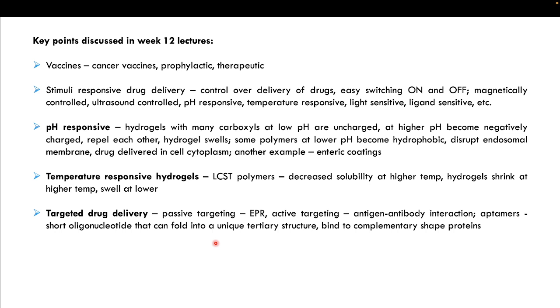So what you can do is have your drug delivery system, and attach aptamers on top of these drug delivery particles, just like you attach antibodies, and then deliver this. Now your aptamers are going to be very specific to certain proteins, so they will just go and bind to that. So this is another example of having targeted drug delivery.